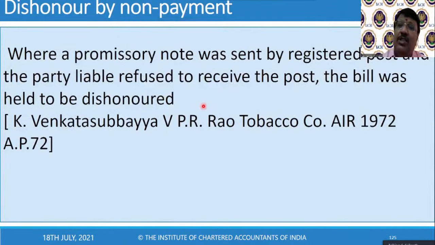Where a promissory note was sent by registered post and the party liable refused to receive the post, the bill was held to be dishonored because the fellow knows that there is a bill of exchange in it. So he is not accepting it. It amounts to dishonor. This principle was laid down in this case, Venkata Subbaiah versus P.R. Rao.